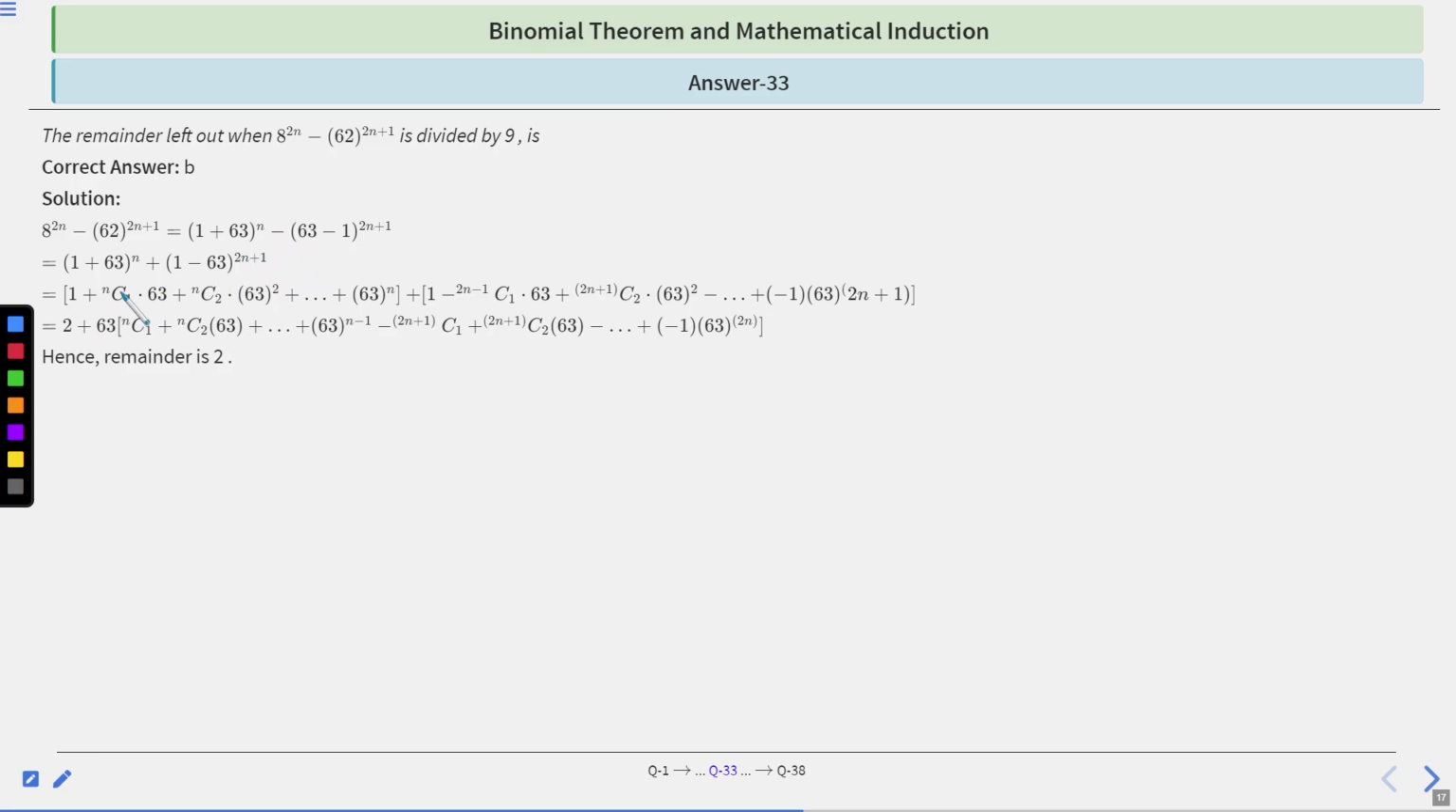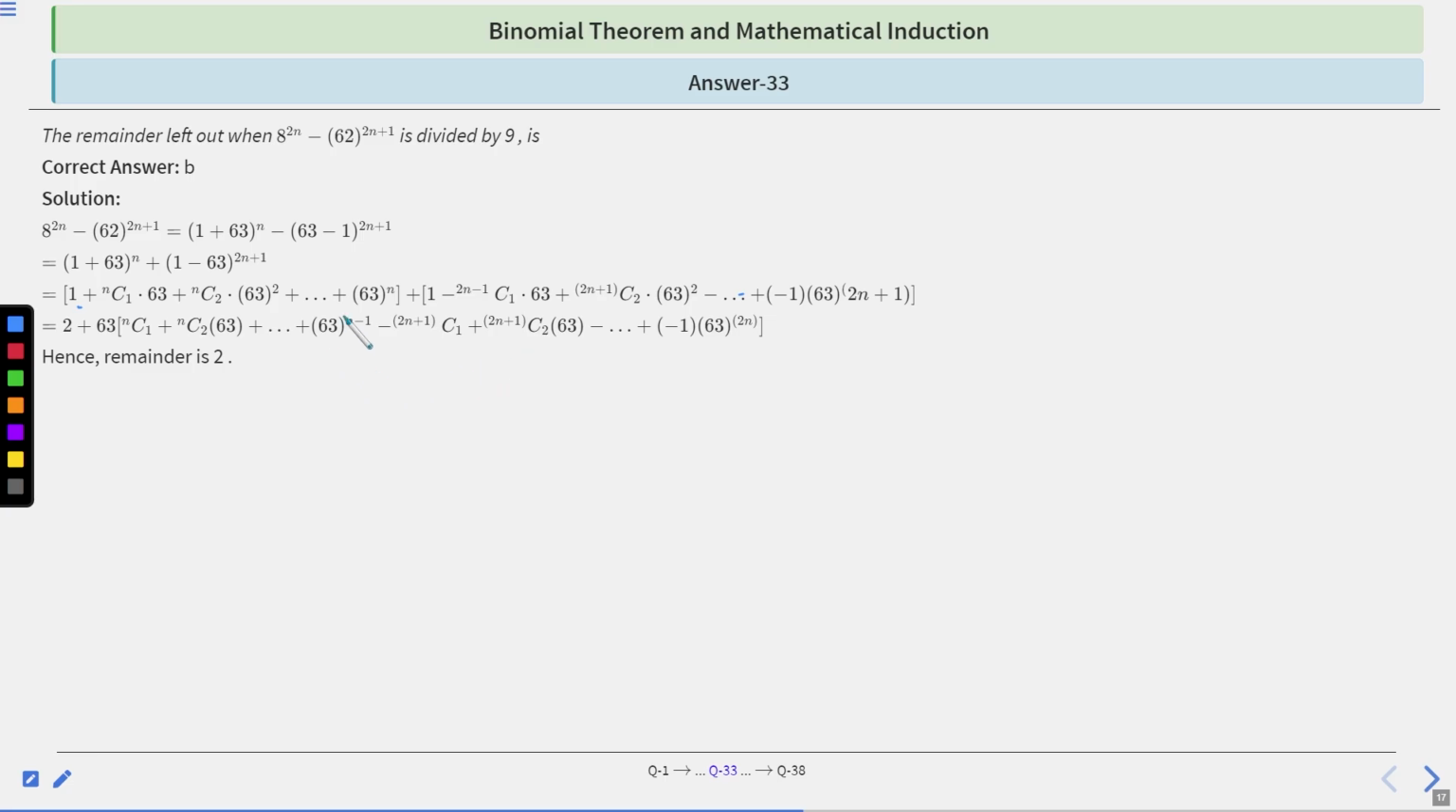Now it can be expanded as 1 plus nC1 into 63 plus nC2 into 63 square till nCn into 63 to the power n, plus it can be expanded as 1 minus (2n plus 1 C1 into 63 plus 2n plus 1 C2 into 63 square till minus 1 into 63 to the power 2n plus 1), right? Now let's take 1 plus 1 as 1 plus 1 is 2, and let's take 63 as common, right? 63 into nC1 plus nC2 into 63 like this.